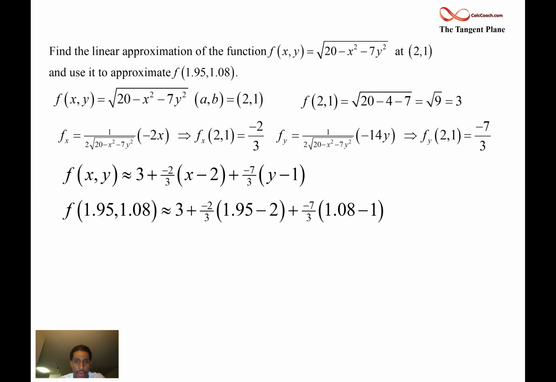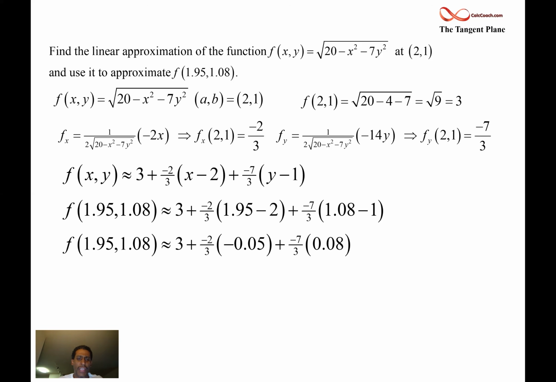Inside the parentheses, you'll get the amount by which you're changing x and the amount by which you're changing y. We go down by 0.05 in x, we go up by 0.08 in y. We have decimals, we have fractions, and we don't have a calculator, so somehow you have to be able to deal with that. And so what we're going to do then is change these decimals into fractions.